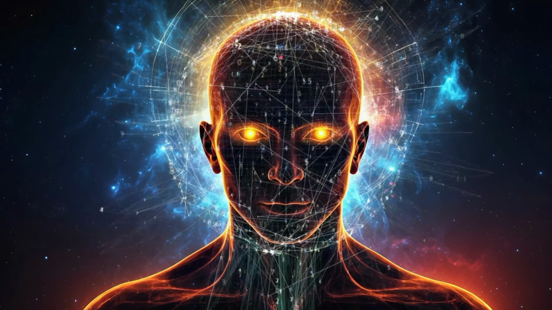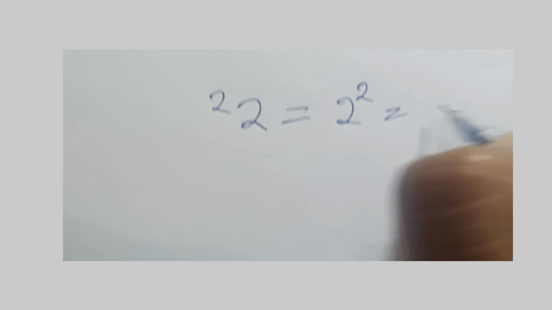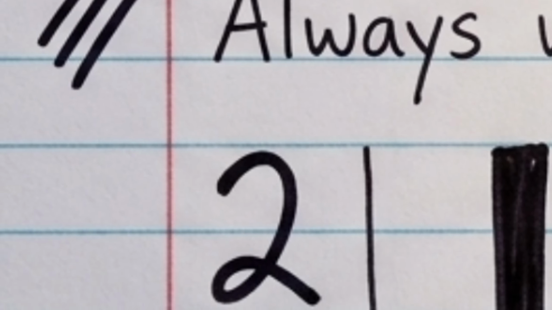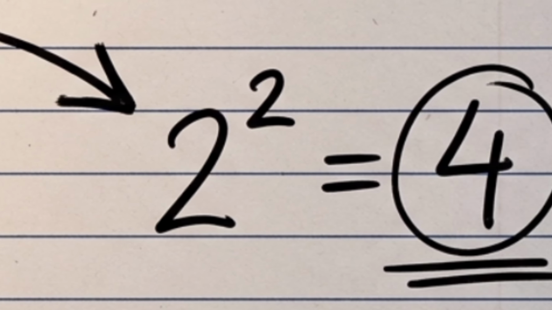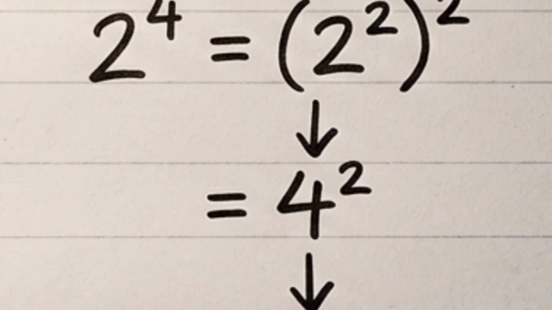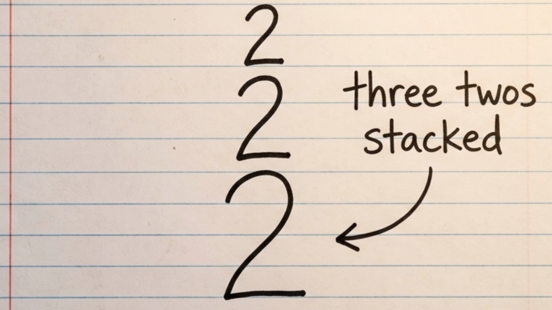Let us build one using the number 2. 2 tetrated to 2 is simply 2 to the power of 2, which is 4. Easy. Now 2 tetrated to 3 means we stack 3 2's on top of each other like a tower. And here is the golden rule of tetration. You always work from the top of the tower downward. So 2 to the 2 is 4. Now 2 to the 4 is 16. We used 3 2's and got 16.